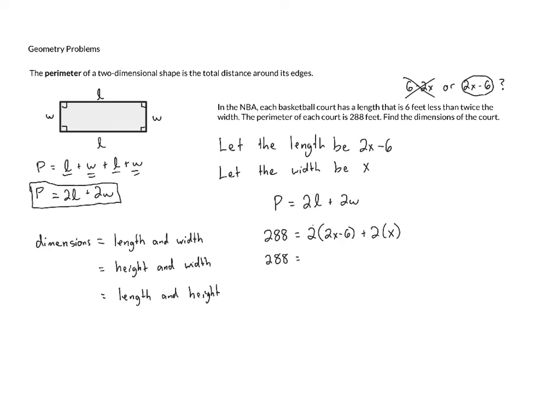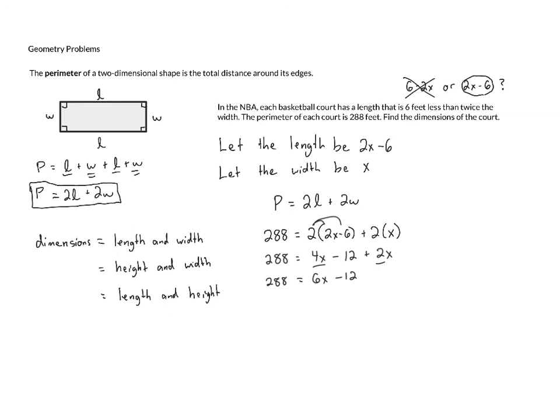On the right-hand side, we need to distribute this 2. 2 times 2x is 4x, minus 2 times 6 is 12. And then plus 2 times x gives us 2x. We combine like terms on the right-hand side. 4x plus 2x is 6x. So we've got 6x minus 12 on the right.